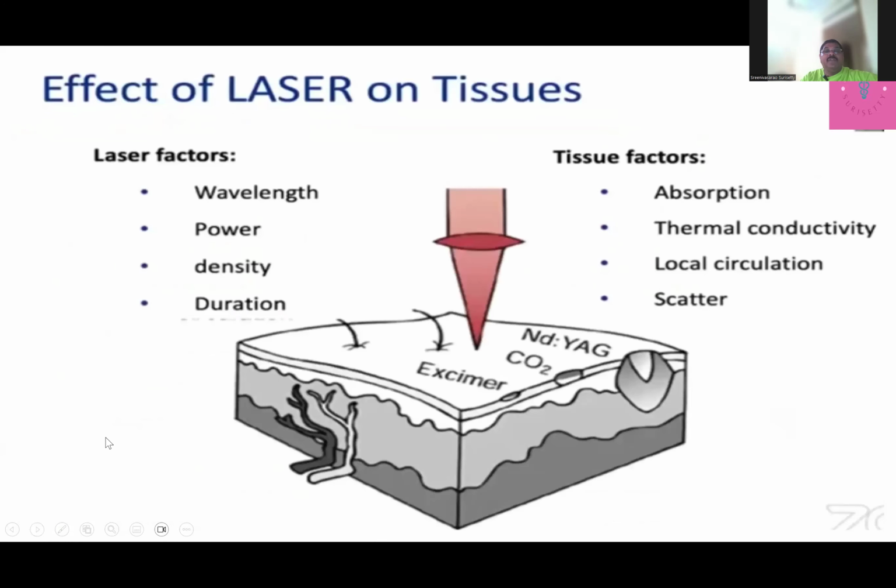So what are the effects of laser on tissues? What are the laser factors that will affect the laser on tissues? What are the tissue factors? Laser factors depend upon the wavelength, the power, the intensity, and the duration. The effect of the laser will be there on the tissues. Regarding tissue factors, they depend on the absorption, the thermal conductivity of the tissue, the local circulation, and scattering. These are all the tissue factors that will affect the effects of laser on tissues.